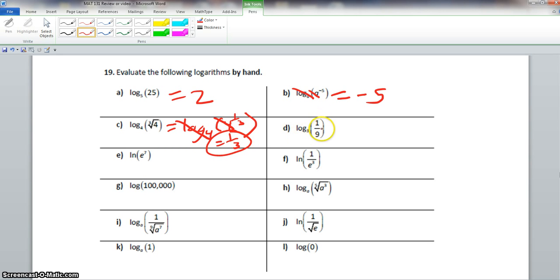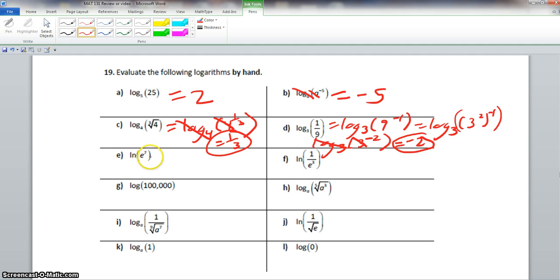Now we have log base 3 of 1/9. This becomes log 3 of 9 to the negative 1 power, which becomes log 3 of 3 squared to the negative 1. And we know 3 to the 2nd to the negative 1 will give us log base 3 of 3 to the negative 2 power. The log base 3 and this base of 3 will simplify out, and our final answer would be negative 2.